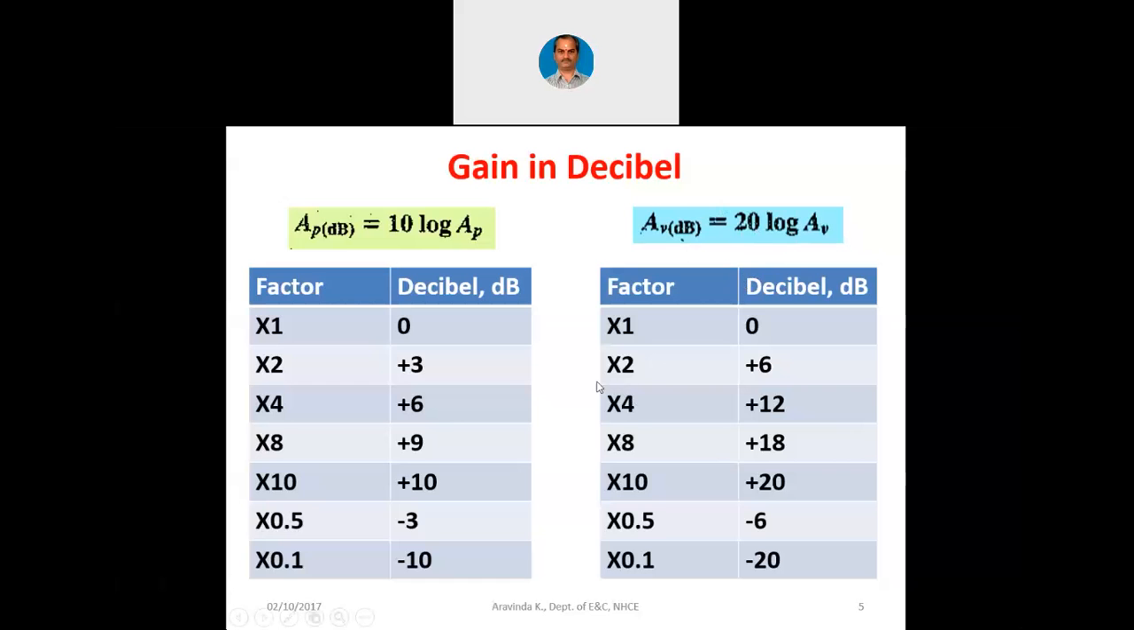Now when into 2, it corresponds to plus 6. Into 4 corresponds to plus 12. Into 8 corresponds to plus 18. It is simply the double of the decibel factors which we discussed in power gain. Into 10 corresponds to plus 20. Into 0.5 corresponds to minus 6. And into 0.1 corresponds to minus 20. That way you can see here, into 0.5 is corresponding to minus 6. So, there we can relate this power curve as well as voltage curve in terms of the frequency response.